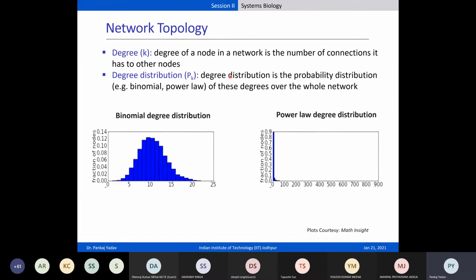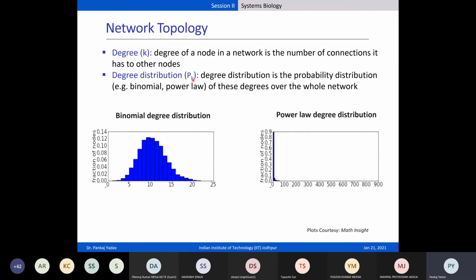Again, I was talking about degree, because degree is one of the important parameter measurements used in biological networks. I just want to show you some models, so that's why I am giving you a bit more formal definition. Degree of a node in a network is the number of connections it has to other nodes, and it is usually denoted with the small letter k. And we can have degree distribution.